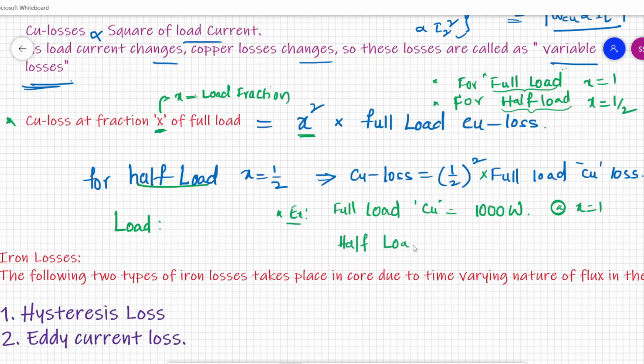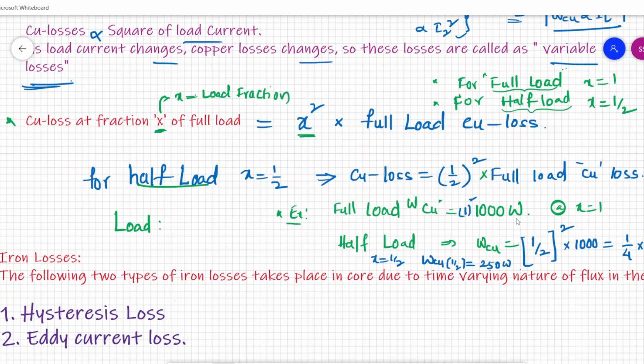Half load is applied on the transformer. So at half load, what is the copper loss here? Copper loss should be equal to, here x equal to 1 because it is full load. Now x is 1 by 2 because it is half load. Into the full load copper loss of 1000, that will be 1 by 4 into 1000, right? So copper loss at half load is equal to 250 watts.